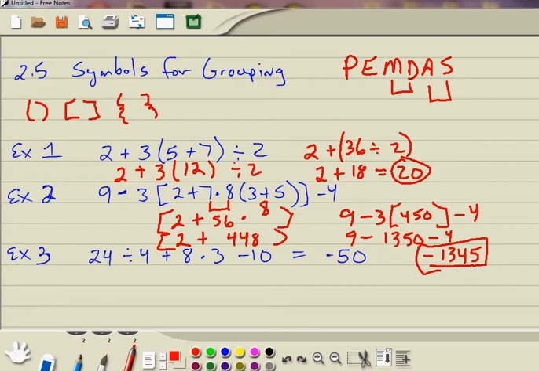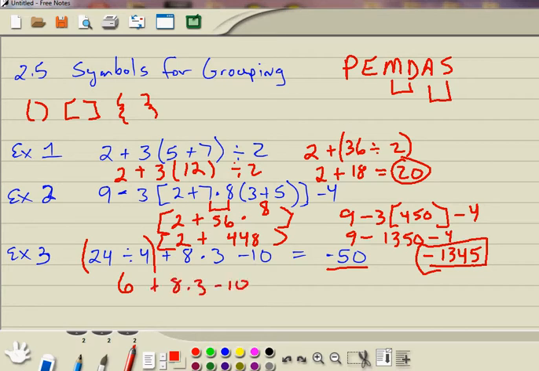Example number 3 is probably going to be the most challenging. You're given an expression and you have to insert the proper symbols to make it come out to the solution. The solution's a negative 50, so I have to put braces or brackets around and group these items together so it adds up to a negative 50. Now this is a trial and error system, so you're going to have to just keep plugging it in until you figure it out. So let's do the real simple one, which would be 24 divided by 4, which is 6, plus 8 times 3 minus 10.